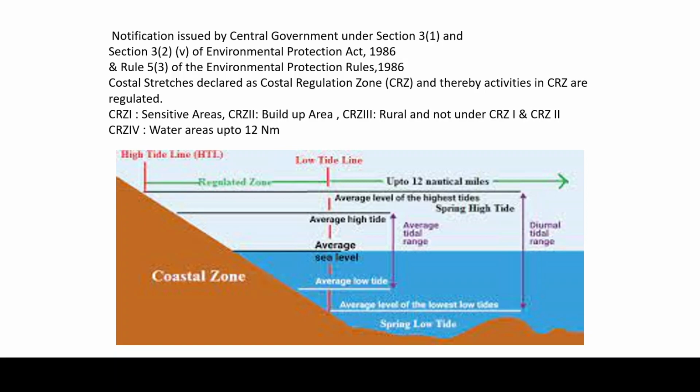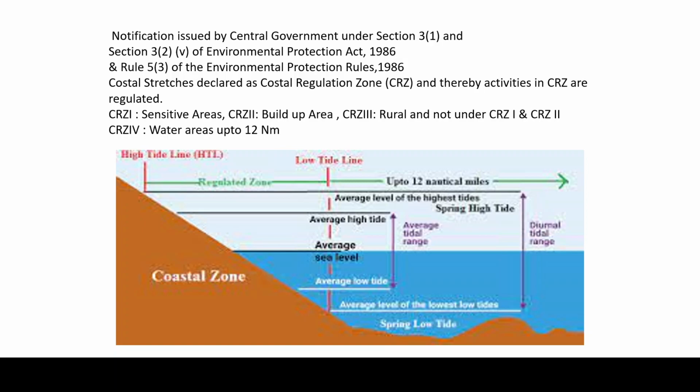And that coastal regulation zone is defined by the central government in the notification issued under section 3(1) and section 3(2) clause 5 of the Environmental Protection Act 1986. It is also defined under rule 5(3) of the Environmental Protection Rules 1986. Coastal stretches are declared as a coastal regulation zone, and thereby activities in the CRZ are regulated.